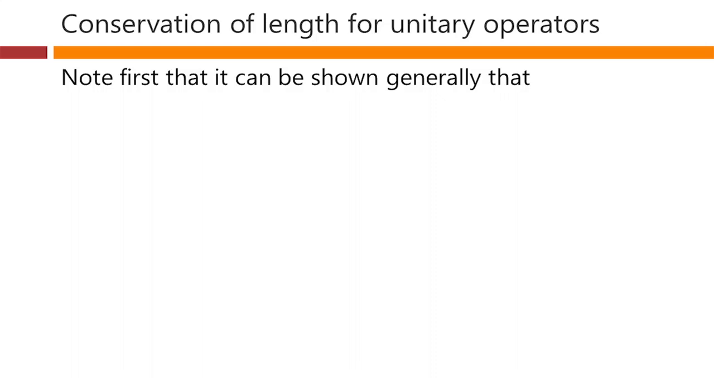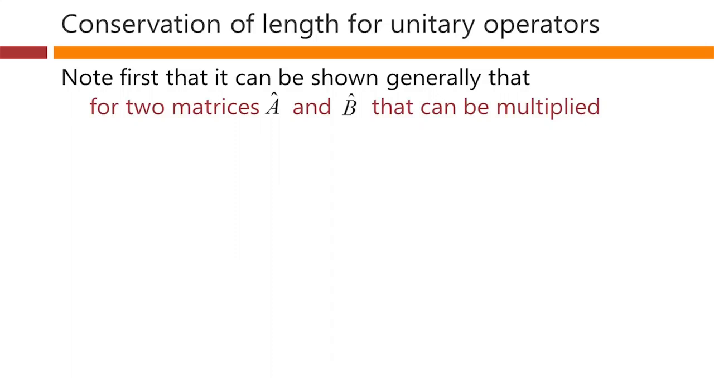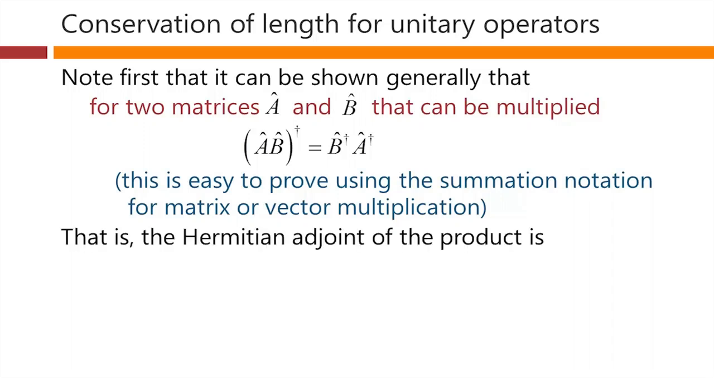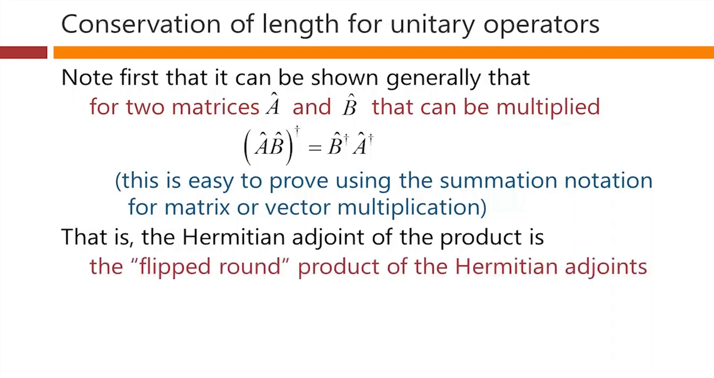Note first that it can be shown generally that for two matrices A and B that can be multiplied, the Hermitian adjoint of the product A times B of the two matrices is the product of the Hermitian adjoints, but flipped round. This is easy to prove if you use the summation notation for matrix or vector multiplication. We won't go through the proof here, but it's quite straightforward. So just to restate, the Hermitian adjoint of the product is the flipped round product of the Hermitian adjoints.